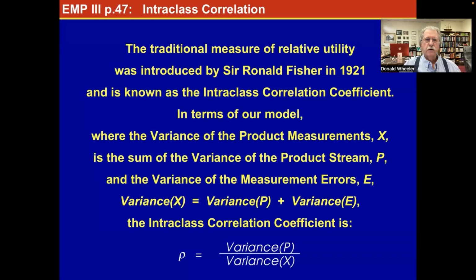The traditional measure of relative utility was introduced by Sir Ronald Fisher in 1921 and is known as the intra-class correlation coefficient in our context. In terms of our model, where the variance of the product measurements is the sum of the variance of the product stream and the variance of the measurement errors, the intra-class correlation coefficient, denoted generally by rho, is the variance of the product stream divided by the variance of the product measurements X.